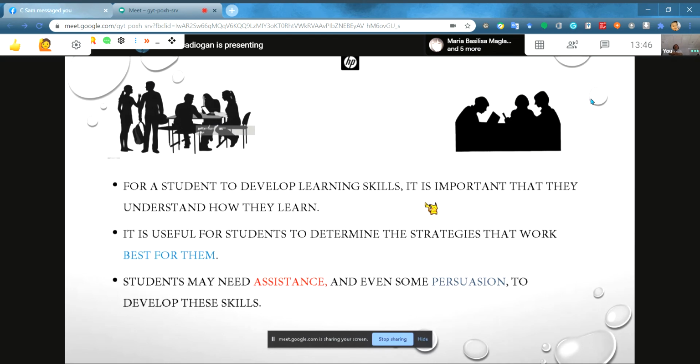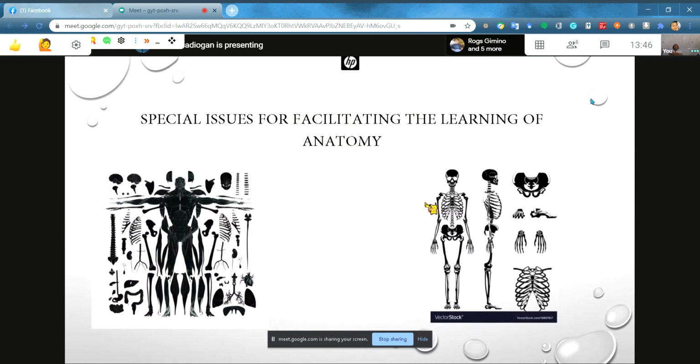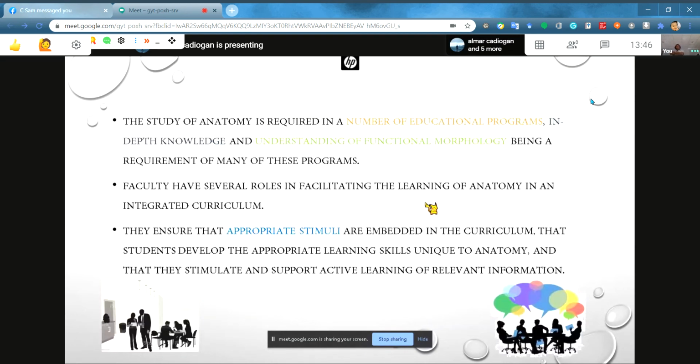So students may need assistance, and some even persuasion, to develop these skills. The next is the special issues for facilitating the learning of anatomy. The study of anatomy is in a number of educational programs, with in-depth knowledge and understanding of functional morphology being a requirement of many of these programs. Faculty have several roles in facilitating the learning of anatomy in the integrated curriculum.